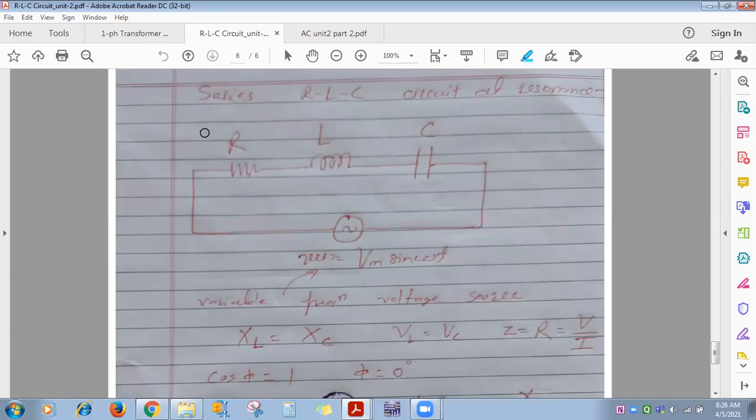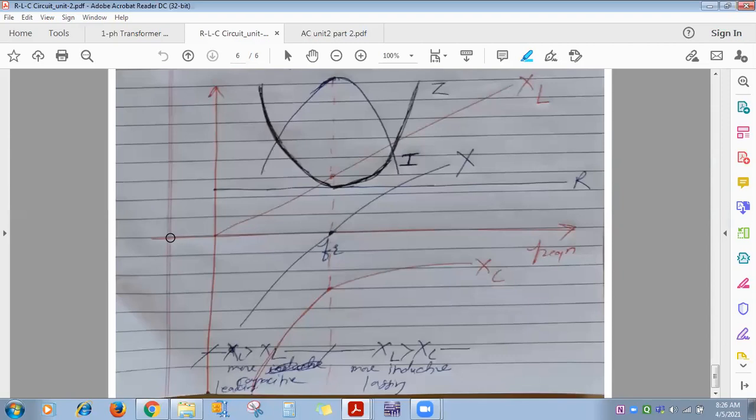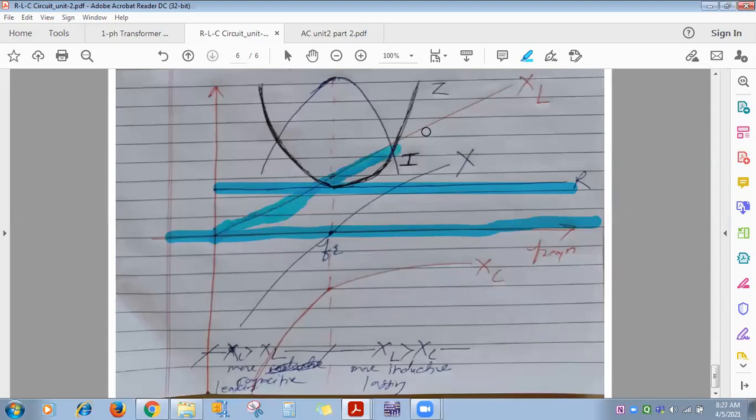Okay. Now here, see the graphical behavior, it will be like this. Along this you take frequency. Resistance, I told you, is a line parallel to the x-axis in the first quadrant at some magnitude. XL we have seen starting from origin and then linearly increasing. XC also we have seen is a hyperbola in the fourth quadrant.